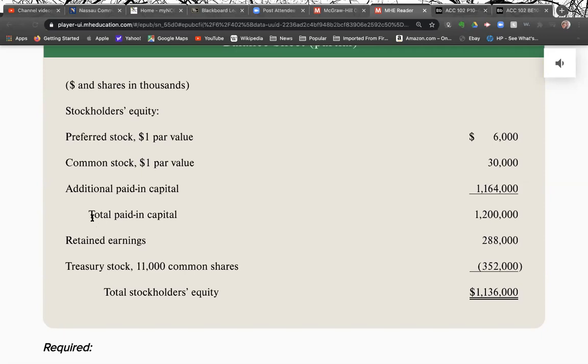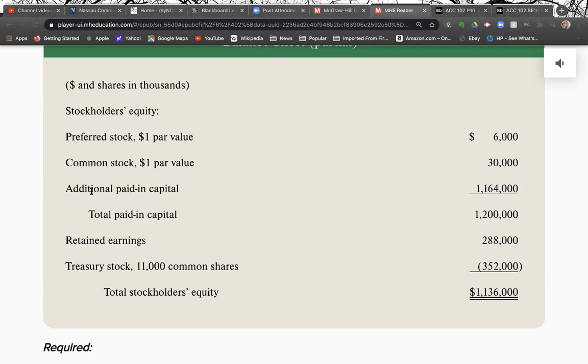The paid-in capital, another word for that, you might say, is invested capital. How much did the stockholders pay us for their stock? So we've got preferred stock, common stock, and additional paid-in capital, right? Notice par value, and then additional paid-in capital are the amounts above par value.